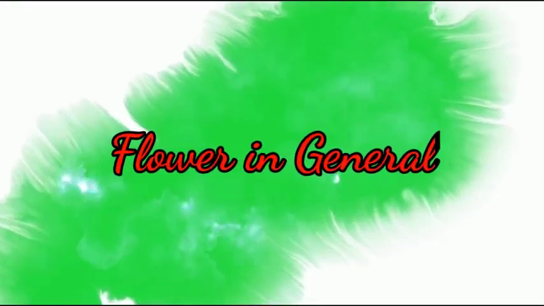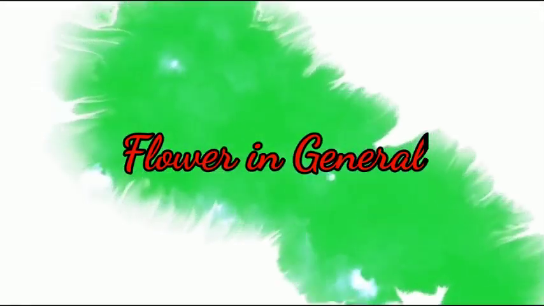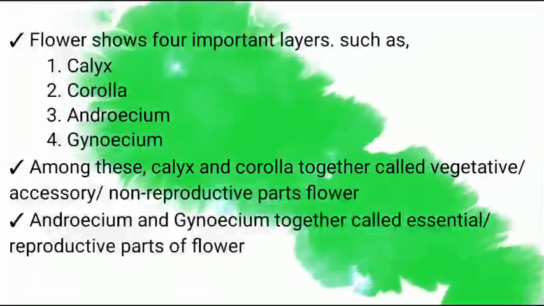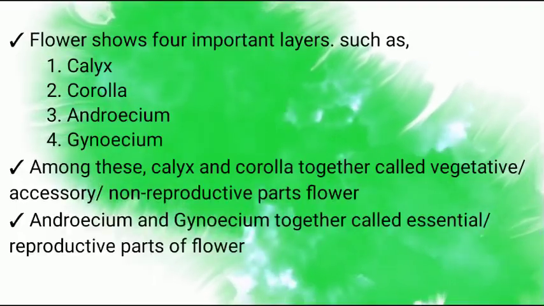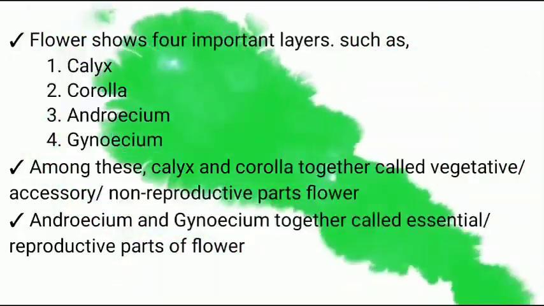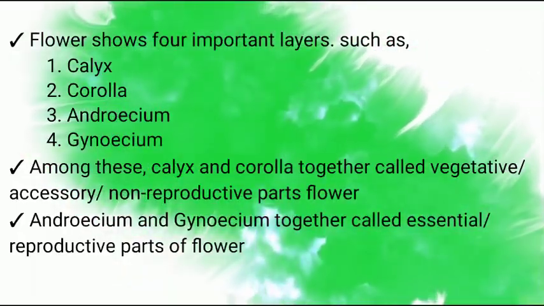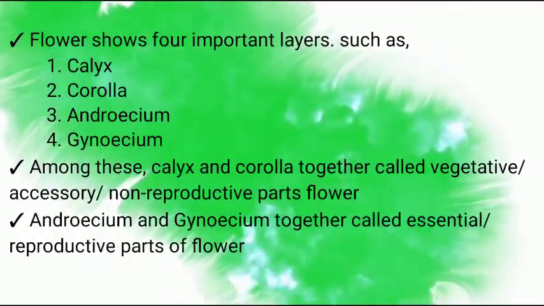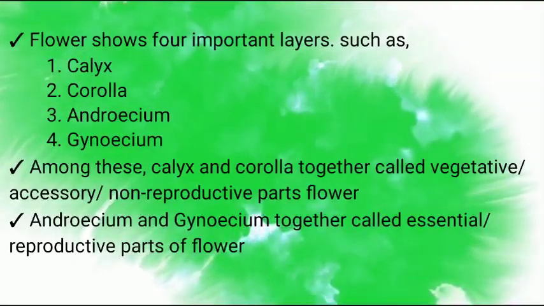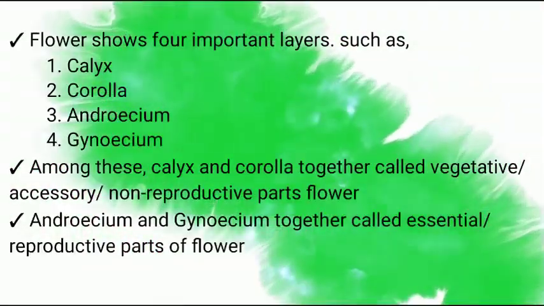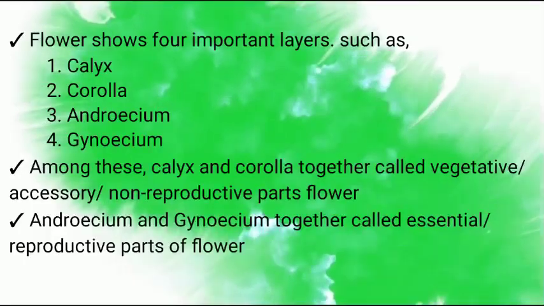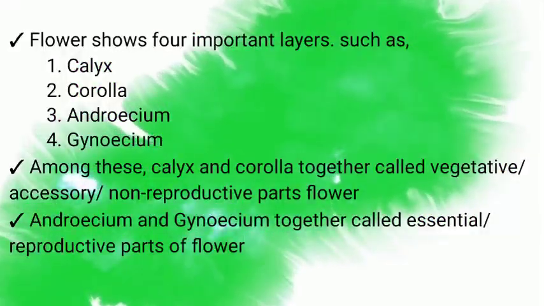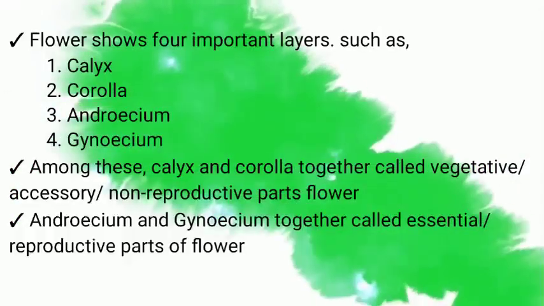Hi everyone, in this video I am going to explain about flower in general. A flower is generally composed of four important layers: number 1, calyx; number 2, corolla; number 3, androecium; and number 4, gynoecium. Among these four layers, calyx and corolla together are called the vegetative or accessory or non-reproductive parts of the flower.